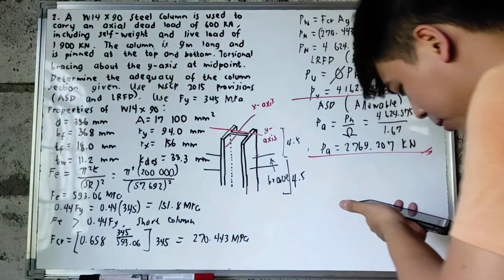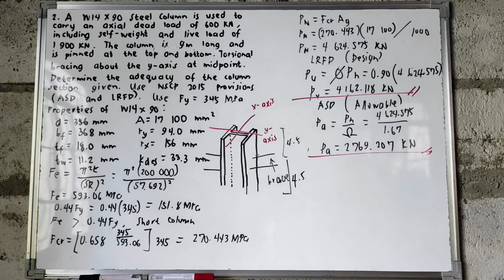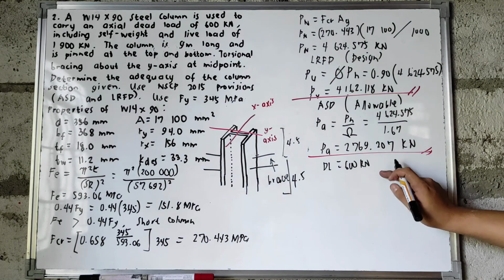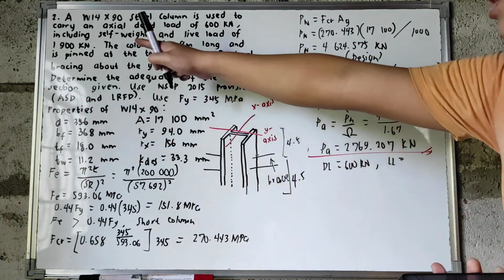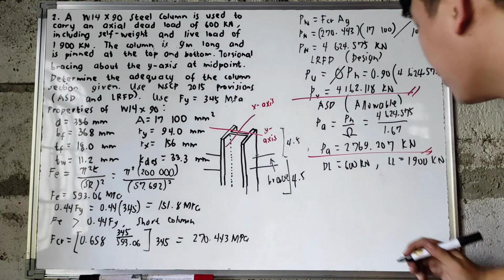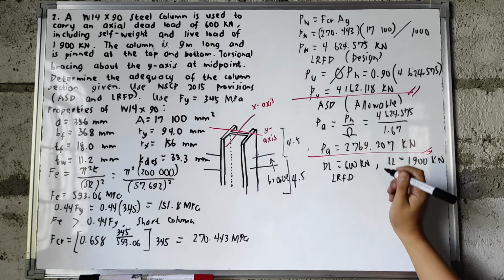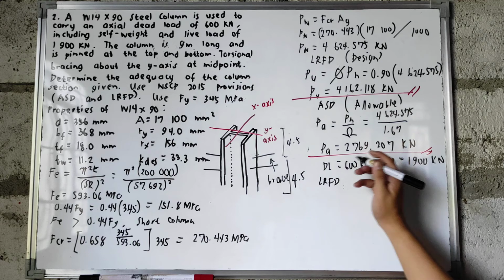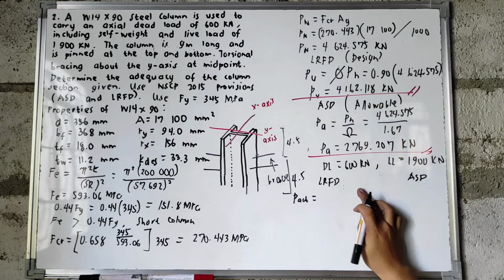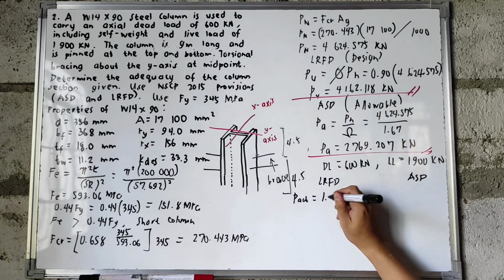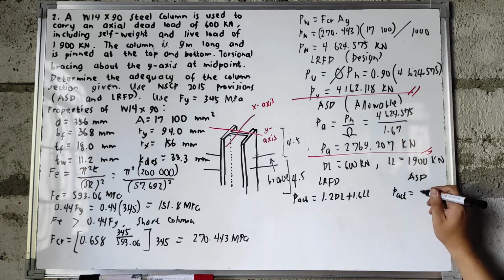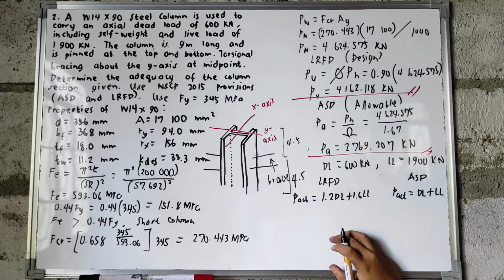Ngayon, ito yung capacity ng section natin na kaya niyang dalhin. So, we're going to compare that dun sa mga actual loads natin sa steel column natin. So, sinabi dito, we have a dead load of 600 kilonewton and a live load of 1,900 kilonewton as stated dito sa problem natin. So, siyempre, if we were going to compute yung sa LRFD natin, so we have two methods here, LRFD and ASD. Kapag LRFD, kinukuha natin yung actual natin na loads na may mga factor tayo. So for this one, that is 1.2 dead load plus 1.6 live load. Kapag naman ASD, yung actual natin, that is only dead load plus live load na wala tayong mga factor.